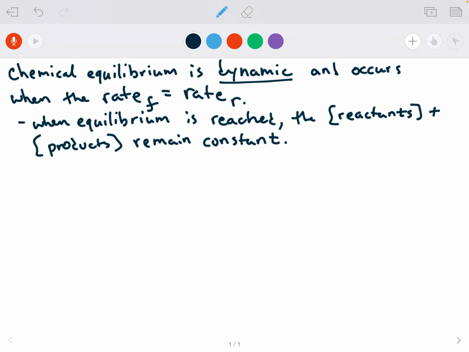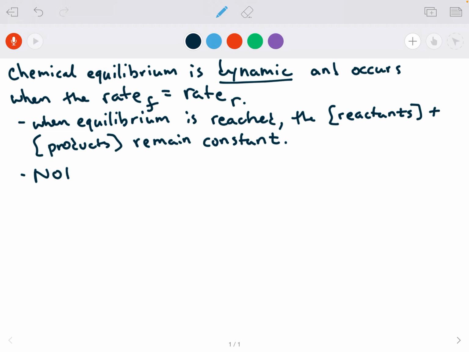This doesn't mean that there aren't products switching into reactants and reactants switching into products. There are. That's what makes it dynamic. But a reactant switches to a product at the same rate that a product switches to a reactant. So that's why it's at equilibrium.